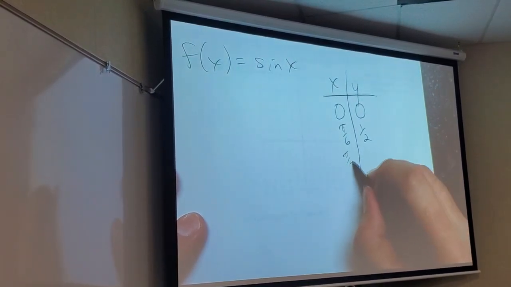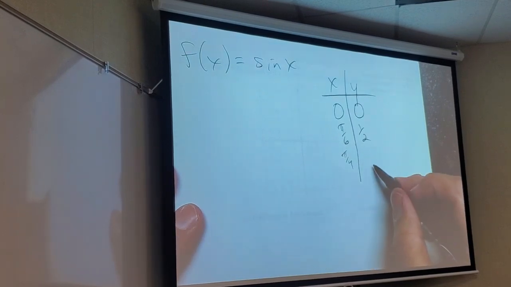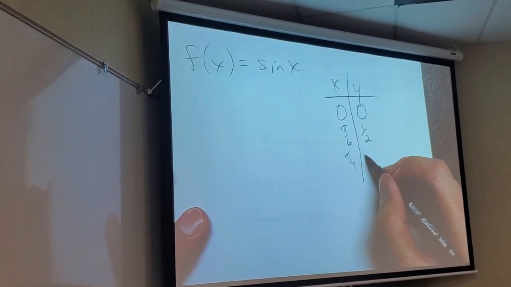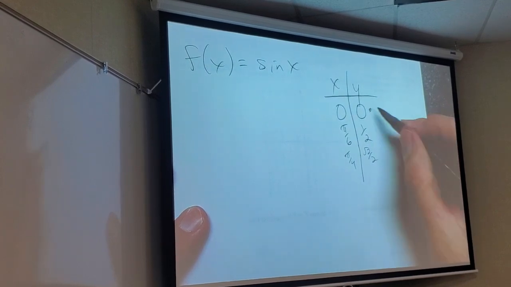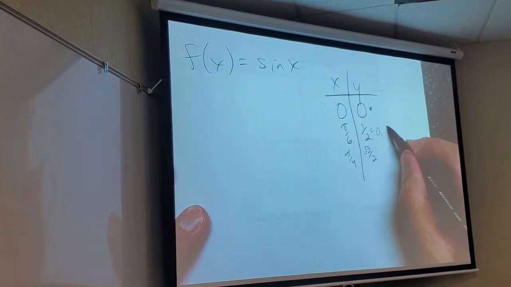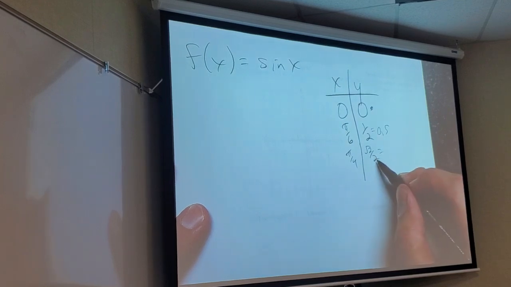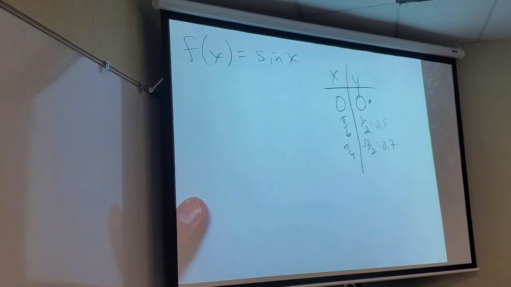Pi over 4. And what's that? Now we're going to graph this by hand, so let's be nice to ourselves. 0 is 0. 1/2 is 0.5. Root 2 over 2 comes out to be roughly 0.7. You can check me.